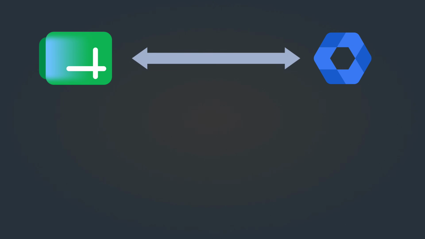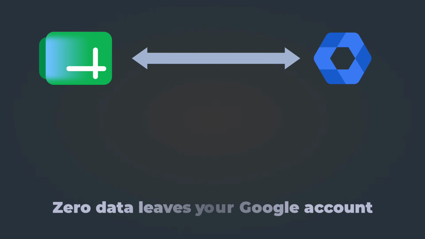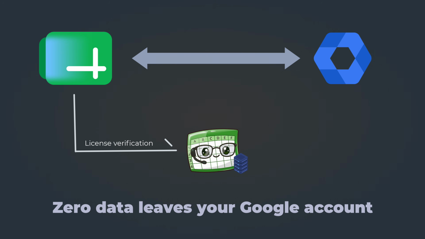SheetOps directly connects with official directory APIs from your Google Sheet for data fetching and update. Hence, none of your data leaves your Google account. SheetOps will connect with its backend server only to verify your license status.